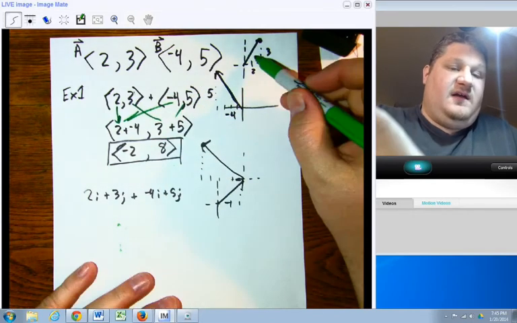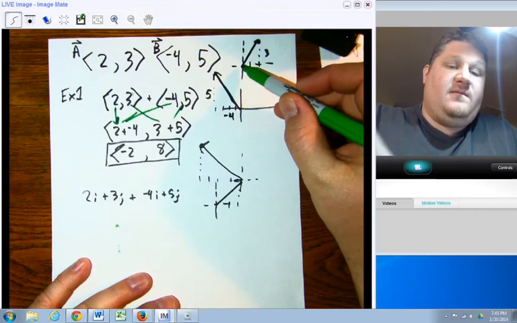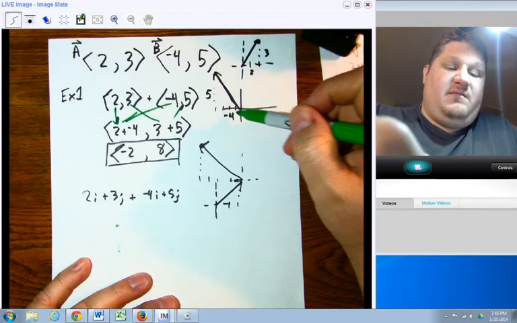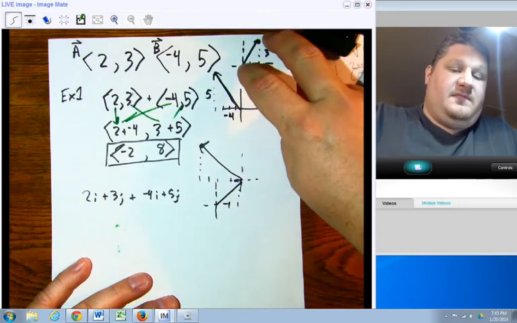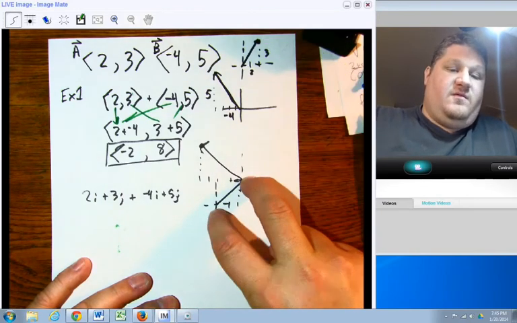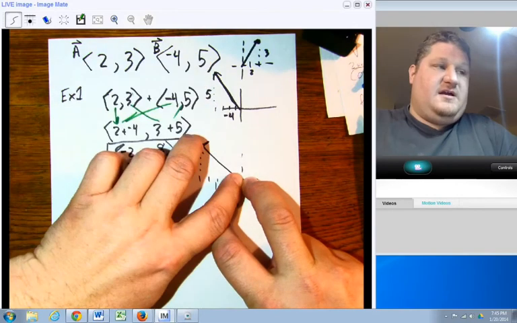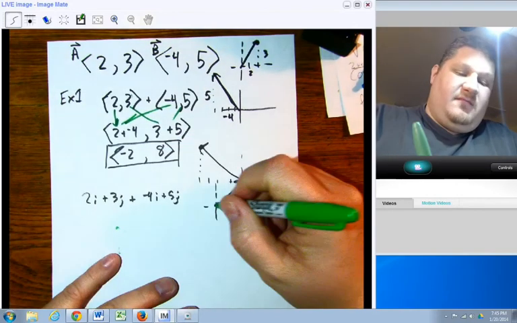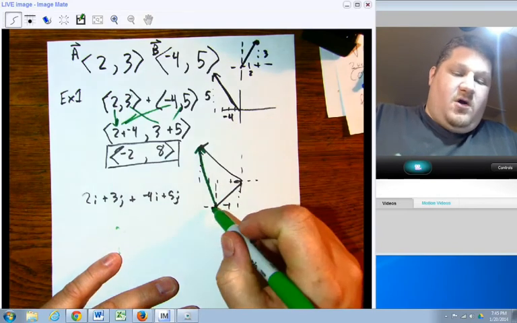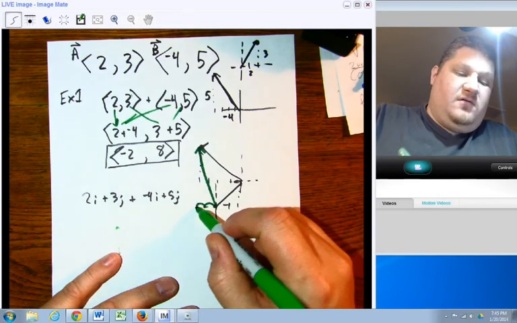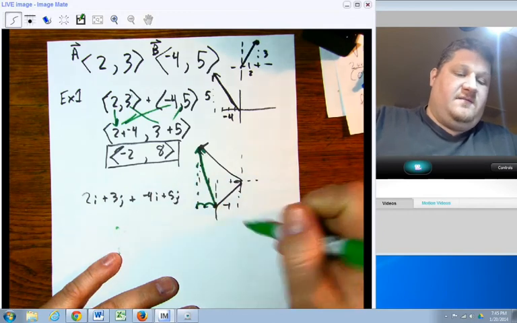Now it makes sense that if I have the vectors drawn here on the graph and we begin putting those two vectors together, we take the first one and we put it here, and then we take the second one, we put it here, connect them head to tail. That means we're going to have a vector that looks something like this, or back 2, up 8. So it does make sense.